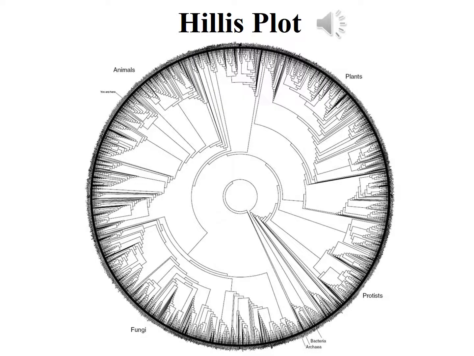This image is called a Hillis plot, which is a phylogenetic tree showing everything that's been identified on Earth. As you can tell over by the animals, it says you are here, and it's really hard to read, I know, but this is pretty amazing to see how everything has all branched off from one common ancestor.